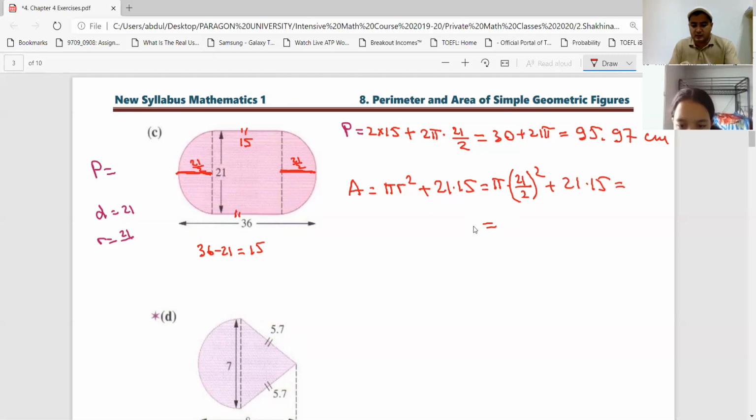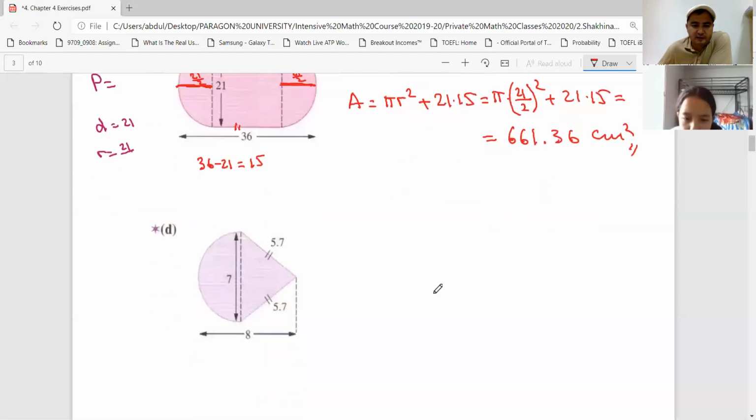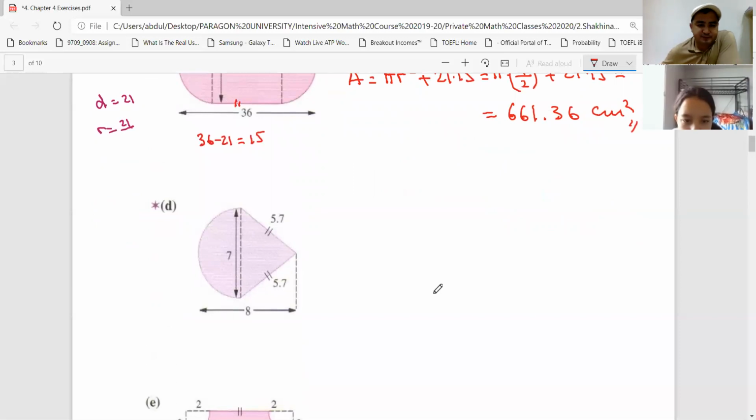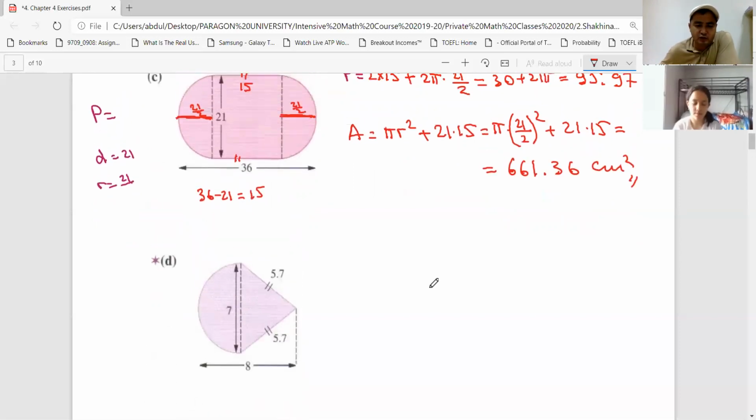So if you evaluate this, 21 over 2 is just 10.5. 10.5 squared plus 21 times 15, which is equal to 661.36 square centimeters. You should actually do this one more time yourself, Shahina. And how about question D? Actually, it has a star. That means it's a little bit challenging question.